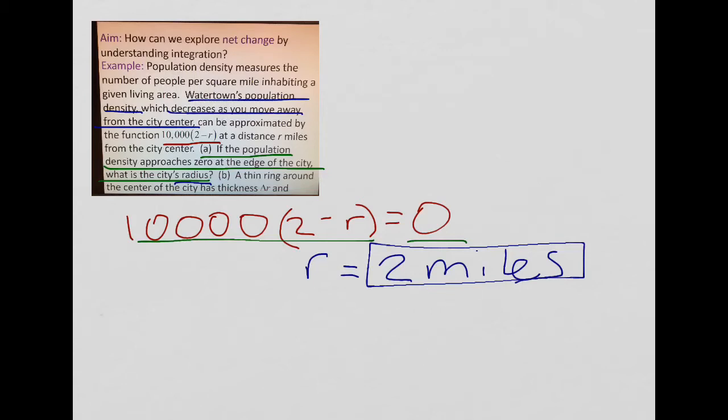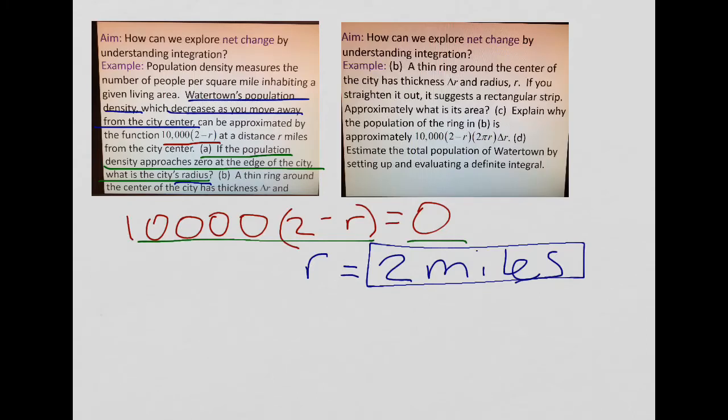Now you're probably thinking, okay, she's done, but there's a B and it continues. So let me pull up the other slide before I continue with B, and this gives you a moment to maybe jot down some more notes. Okay, here we go. So in B, it says, a thin ring around the center of the city has a thickness delta R and radius R. If you straighten it out, it's just a rectangular strip. Approximately what is its area?